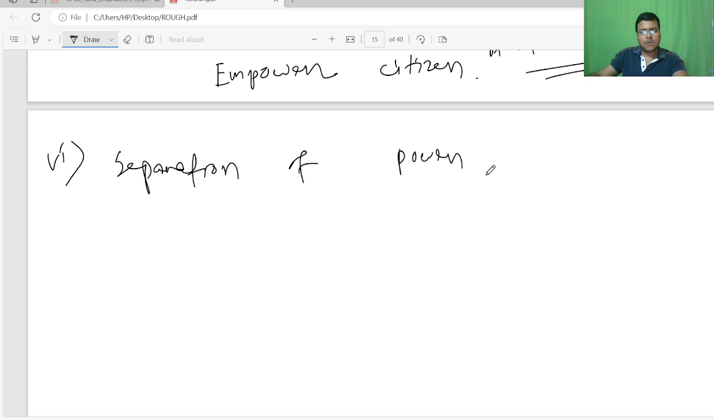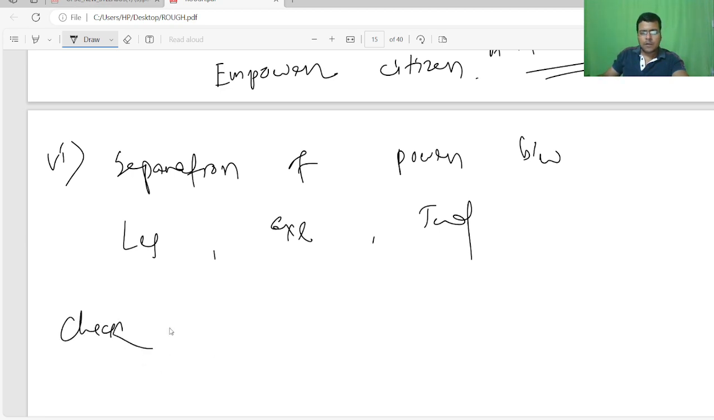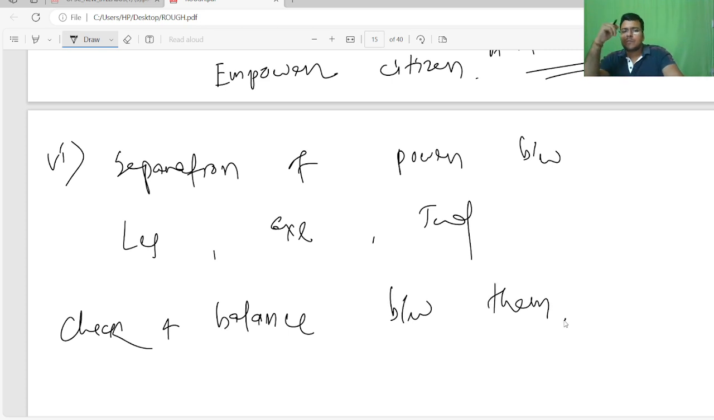Separation of power between legislature, executive, and judiciary, and check and balance between them. There is check and balance. All we discuss while we discuss the power of legislature, executive, judiciary, how they check and balance each other, separation of power.